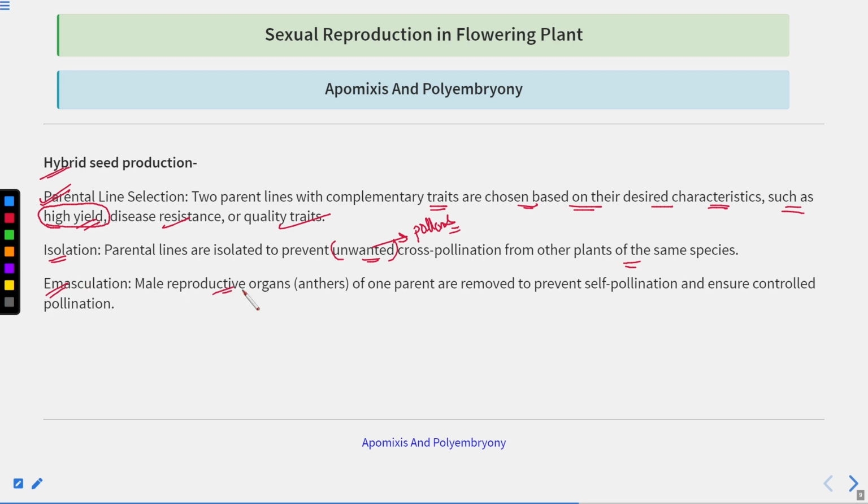The male reproductive organs are known as the stamens. Stamens consist of filament and the anther. So male reproductive organs of one parent are removed to prevent the self-pollination and ensure the controlled pollination. Clear? So the first step is choosing the parental lines. Next is the isolation. We isolate it, or bagging can also be done of the flowers.